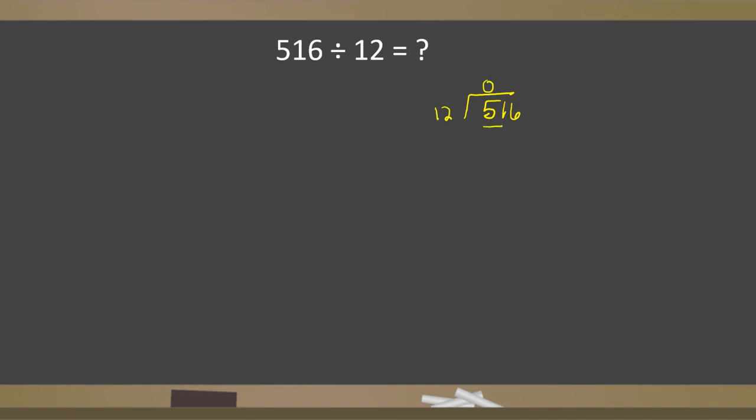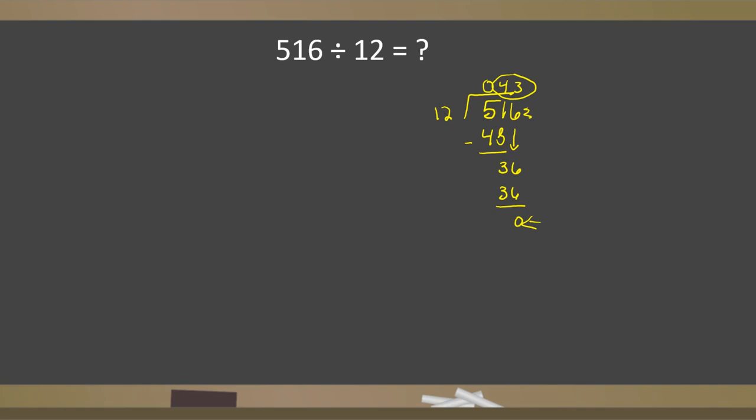12, now we're looking at 51 as a whole because we haven't used that 5 yet. Now, 12 goes into 51 4 times. 12 times 4 is 48. I subtract it. I get 3. Then I bring down my 6. 12 goes into 36 3 times. 12 times 3 is 36. And I get 0. So no more numbers. No numbers down here. That is a 0. So my answer would be 43.